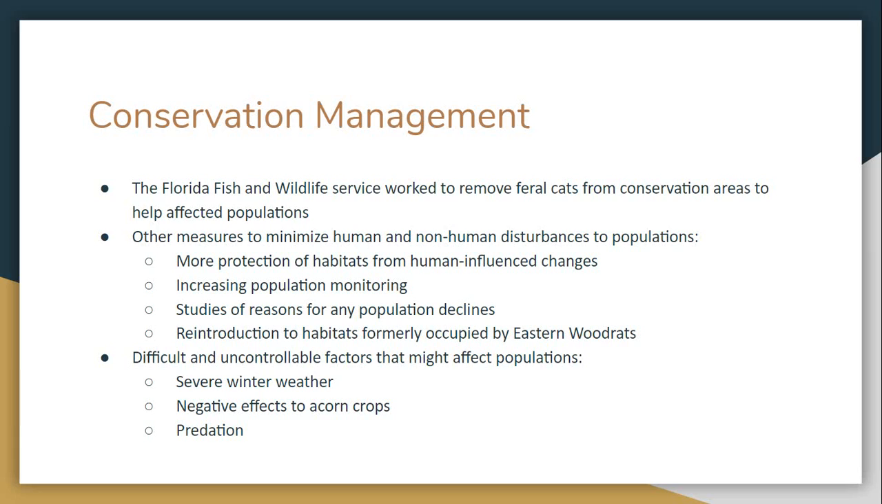There are some other factors that are uncontrollable that may affect populations, which include severe winters, acorn crops, and predation.